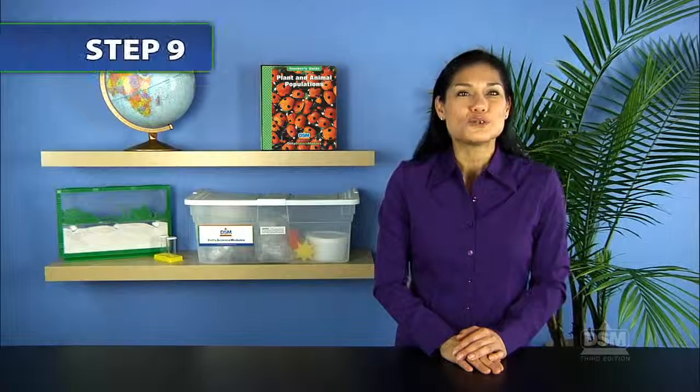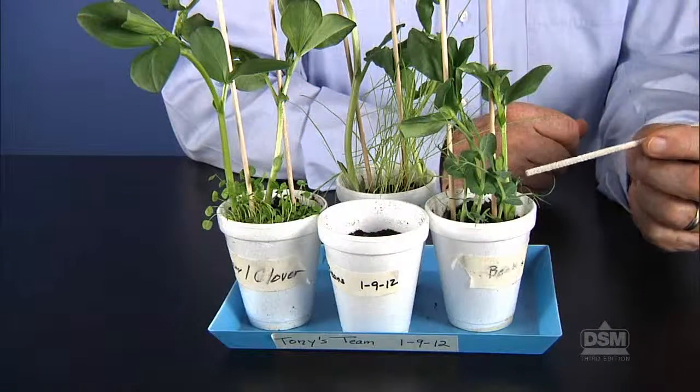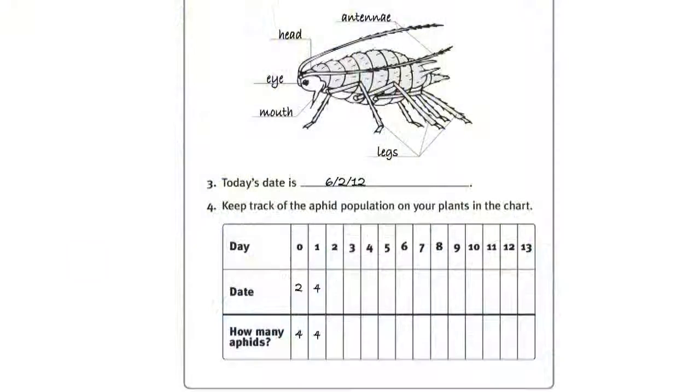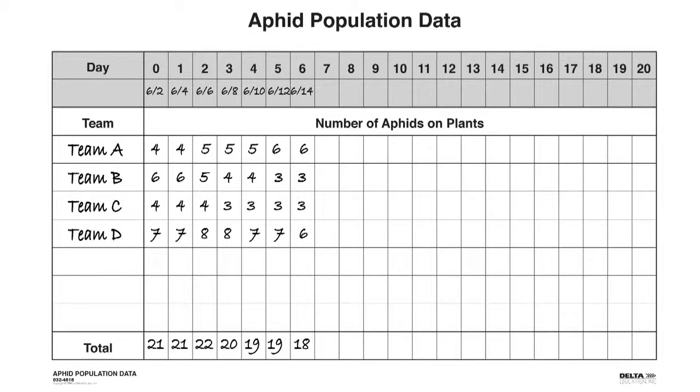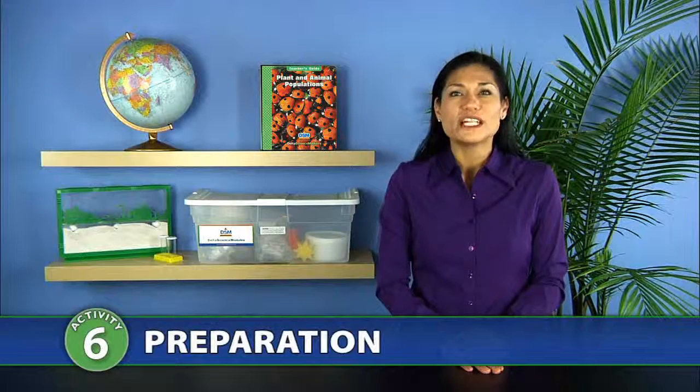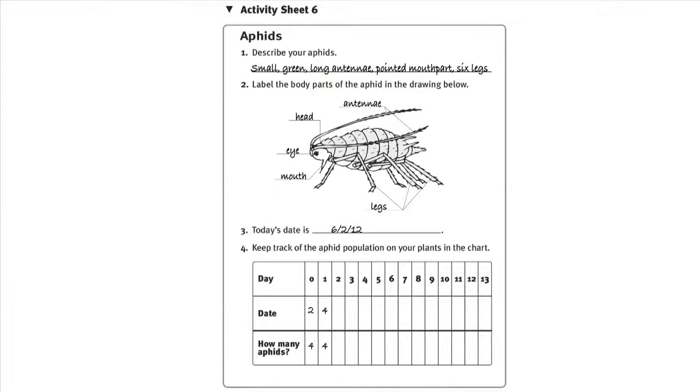To conclude Session 1, every other day for about a week, have teams count the total number of aphids in their plant cups and record team totals on their activity sheets. Write the totals for each observation day on the classroom aphid population data chart and add them up to get the class total. To prepare for Session 2, each student will need his or her copy of Activity Sheet 6.